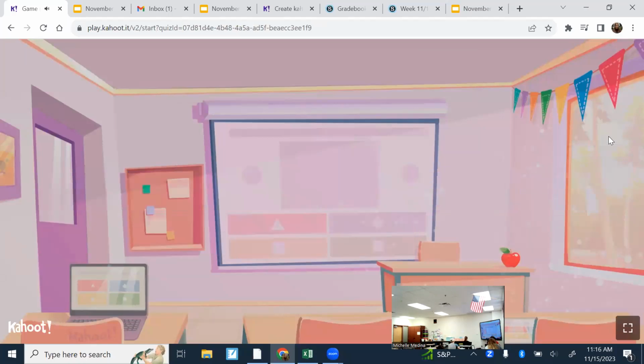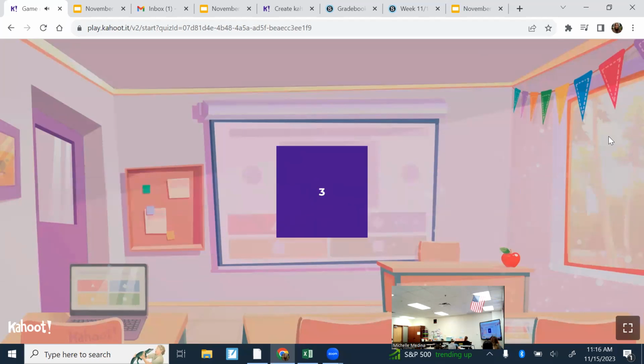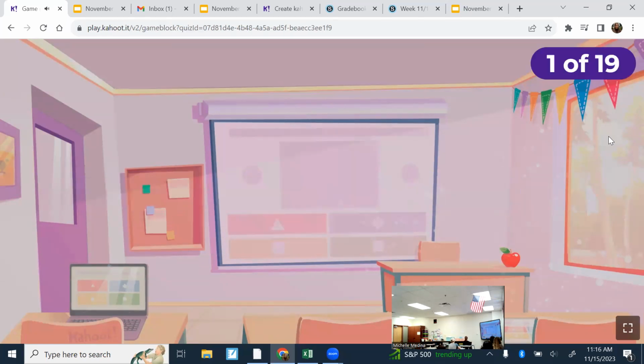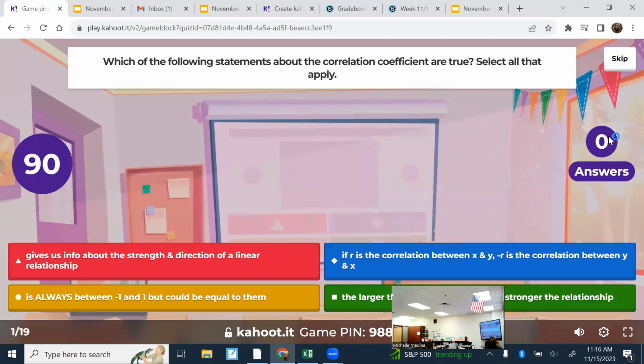So all you got to do is take notes as we go, and that'll be your math lab assessment points for the day. So, first question. Which of the following statements about the correlation coefficient is true? Select all that apply. I'll make it bigger.